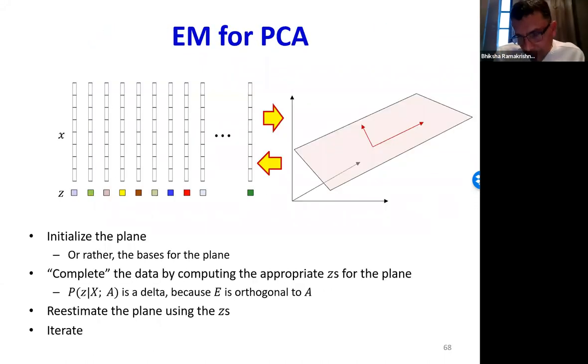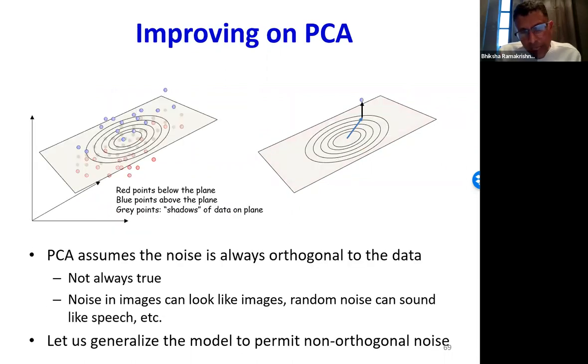And so now we have a problem here. PCA assumes that the noise is always orthogonal to the data, which is not true. Think about closing your eyes and listening to the sound of the room. If there's nobody in the room, you're still going to hear voices in the room. Look at random noise in an image. You can begin to see patterns in the noise. So random noise in images can look like actual images, or sound like speech. So it's not okay to assume that the noise is always orthogonal to your principal subspace. It can sometimes be aligned with the principal subspace.